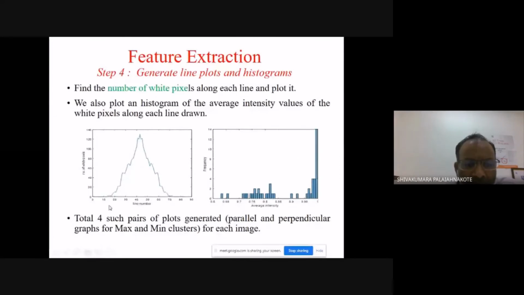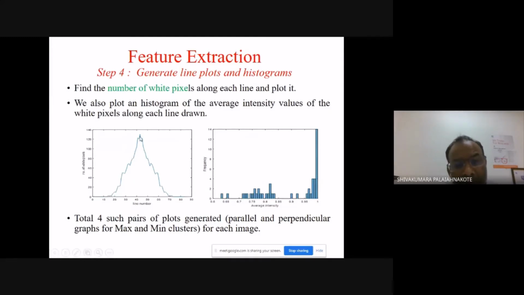For every line, how many white pixels are there? We plot a histogram. Of course, the middle line should have more white pixels. That is a normal distribution. Then, for every line we also calculate the average intensity, not frequency but average intensity values. So we go back to the original image and take the gray intensity values. This is a histogram of average intensity values. So we now have 2 histograms.